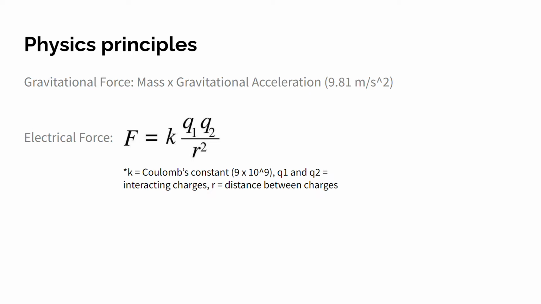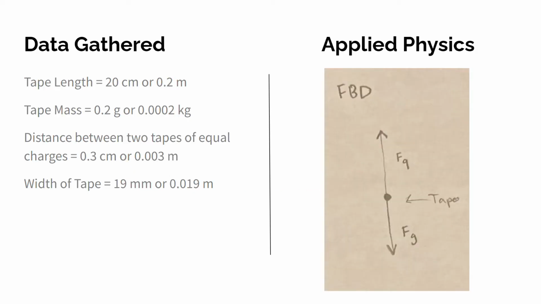And that force is equal to K times both the charges, represented by Q, over the distance between the two tapes, R squared. And here's the data we gathered in the lab. The tape has a length of 0.2 meters, the mass is 0.0002 kilograms, the distance between the two tapes is 0.003 meters, and the width of the tape is 0.019 meters.